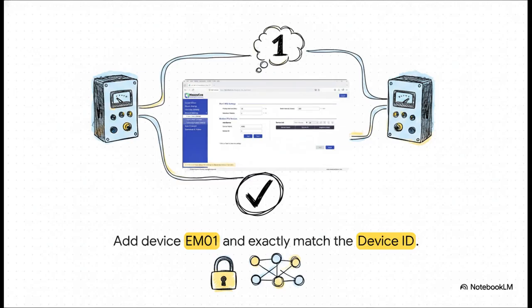Moving to step 2, adding the Modbus device. Navigating over to the port 1 RTU settings page, we need to punch in the device parameters. We input our device name as EM01, which just stands for Energy Meter 01, and we strictly set the device ID to 1. Now listen, this device ID is absolutely crucial. It has to exactly match the physical addressing configured on the actual energy meter sitting out in the field. Once that's dialed in, just click the Add button.